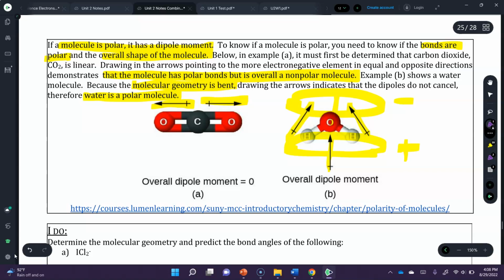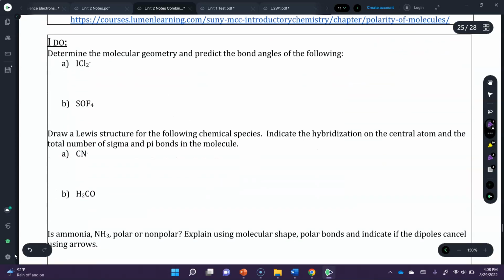Okay, so now we're going to do some practice with this. Determine the molecular geometry and predict the bond angles for the following. So ICl2 ion. We draw the Lewis structure, because that's how we have to figure out geometry. So drawing the Lewis structure means we have to figure out valence electrons. So the iodine plus 2 chlorines plus 1 from the charge, because it's got a -1 charge here. Okay, and so you're left with 22 electrons.